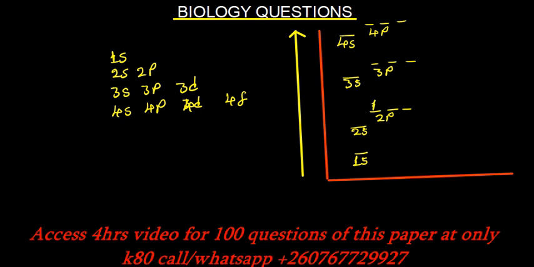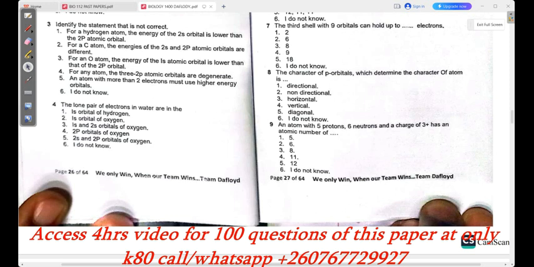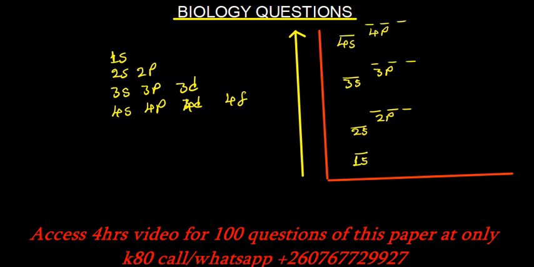So using the Aufbau principle, you fill these like this, then you come back like this. So they are indeed what? Degenerate. So option 3 is also true in the 2p because the p orbital has 3 atomic orbitals, so the 3 atomic orbitals are degenerate, which is true. Then an atom with more than 2 electrons must use higher energy orbitals. That is true. Higher energy orbitals, more than 2.